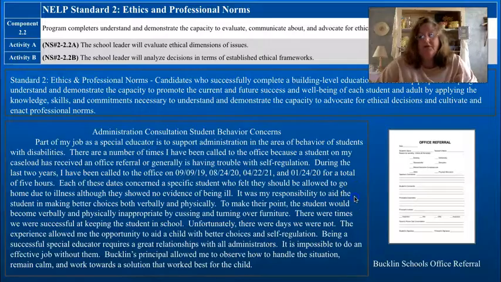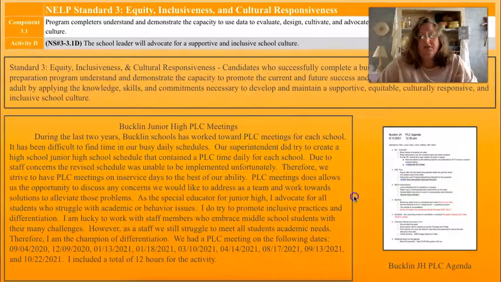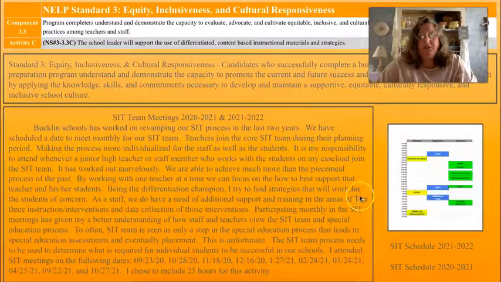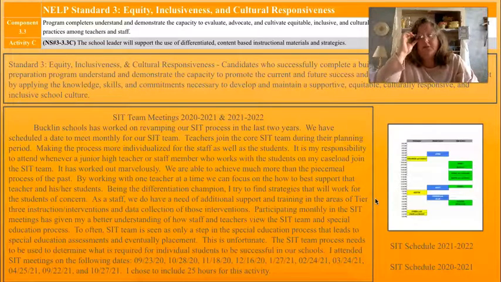Let's see, I also wanted to talk about the SIT team, which is something that has changed in our school for the last 2 years, which I'm very happy about as a special educator. The teachers join the core SIT team during their planning period, and that makes the process more individualized for the staff as well as the students. So that has really been a great experience.